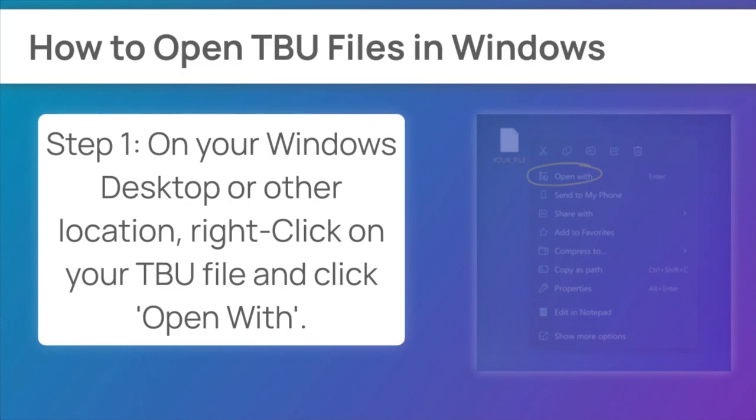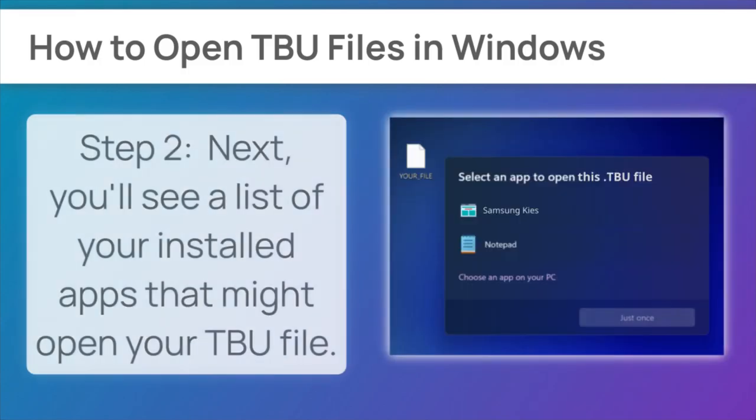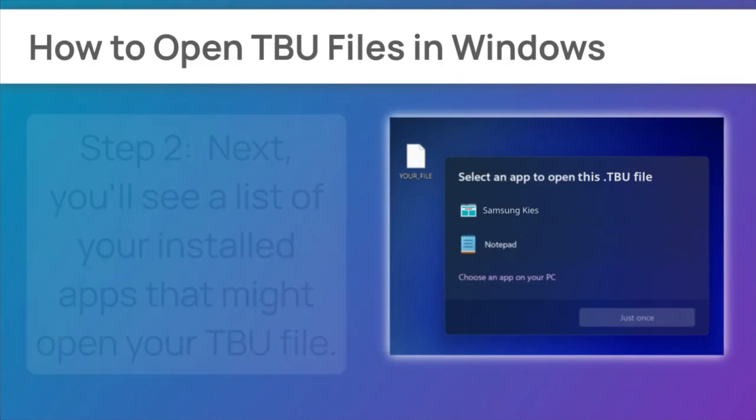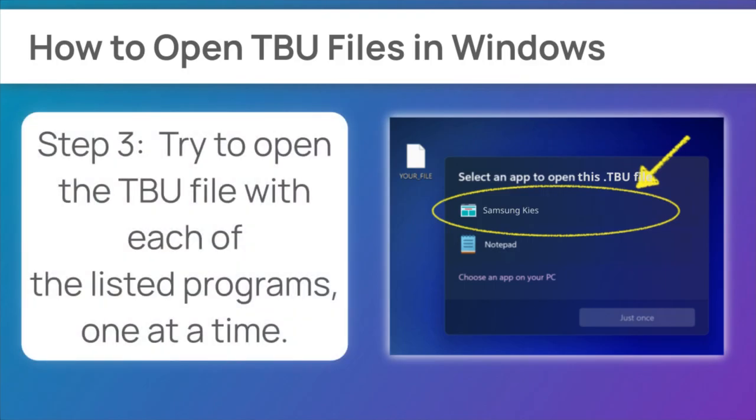The first step is testing the ecosystem. Right-click your TBU file and click Open With. If Samsung Kies is available, start with that. If not, don't hesitate to test every other option in the list.